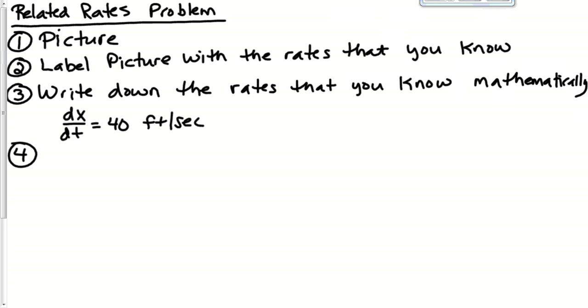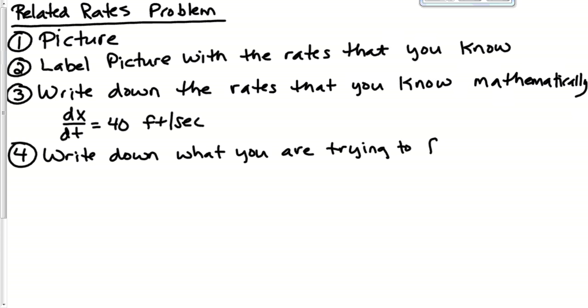Step 4, we need to write down what we need to find, and we're going to do that mathematically as well. So write down what you're trying to find. And again, we want that mathematically. And we did that where we said, okay, what we want to find is dz/dt.